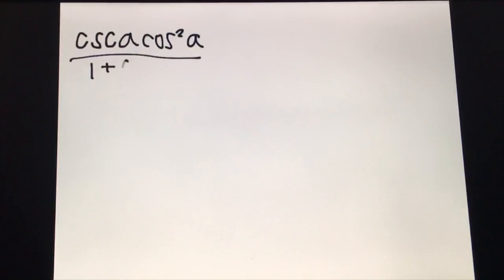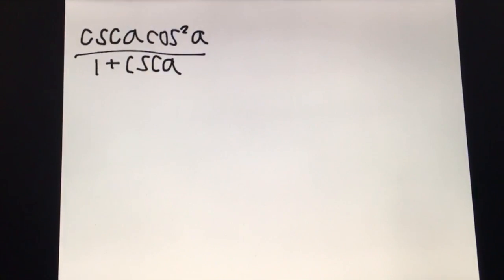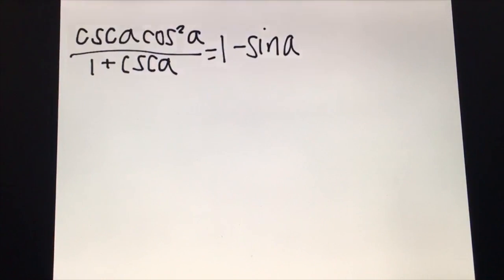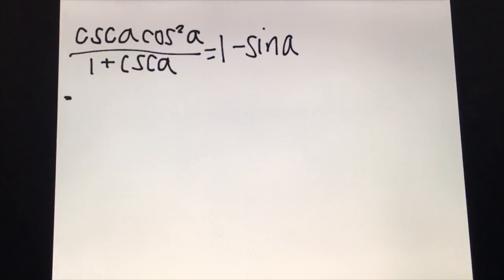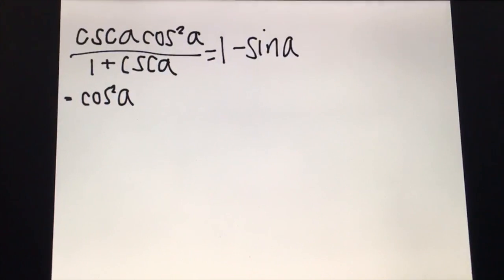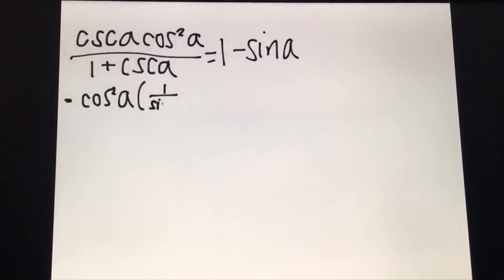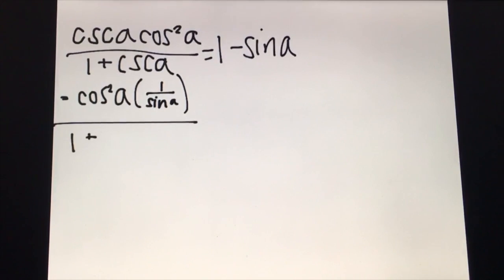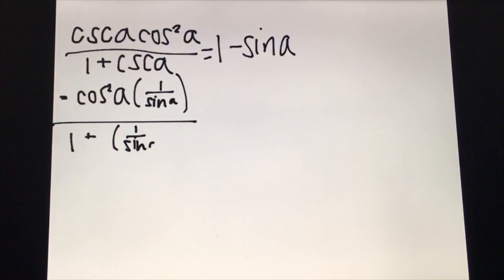So now we have our last trig proof, and this one is going to be slightly more difficult. It's cosecant of a times cosine squared a, divided by 1 plus cosecant of a, equals 1 minus sine of a. So obviously we're working with the left side again. So we're going to simplify this down. The cosine squared a on the top stays the same, but then the cosecant a is going to turn into 1 over sine of a, and again, changing everything into sines and cosines. And the denominator is going to be 1 plus 1 over sine of a.